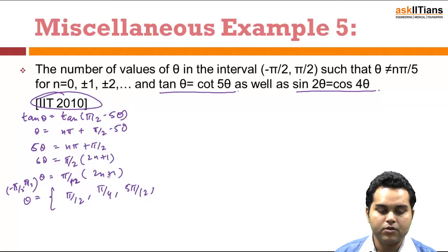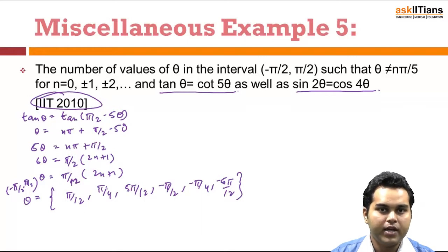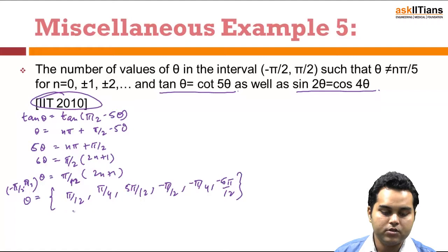I'll start with the negative values now. If n is equal to minus 1, I will have minus 2 plus 1 in the bracket, that is minus pi by 12. If I put n is equal to minus 2, I would have minus 4 plus 1, that is minus 3 pi by 12, or minus pi by 4. If I put n is equal to minus 3, I get minus 6 plus 1, that is minus 5 pi by 12. If I put n is equal to minus 4, I'll have minus 8 plus 1, that is minus 7 pi by 12, which again would be lying before minus pi by 2, hence would be neglected, and these are the 6 values which satisfy tan theta is equal to cot 5 theta and lie in the interval minus pi by 2 to pi by 2.